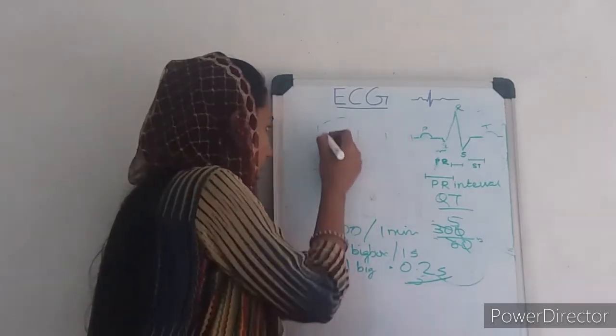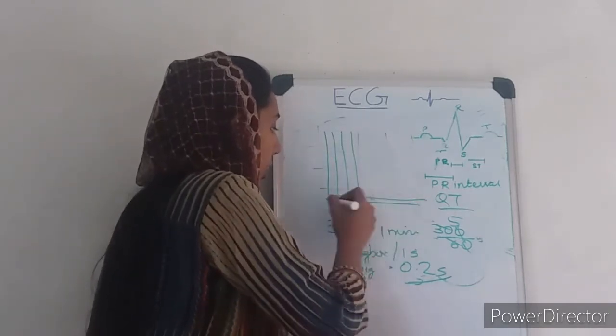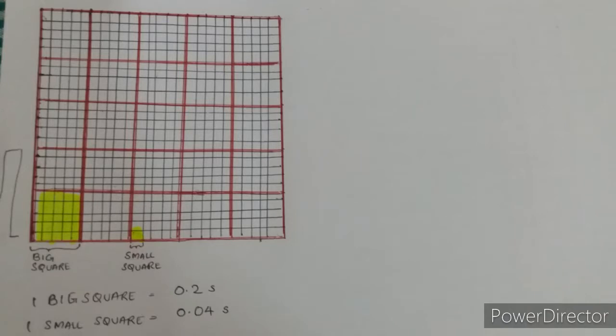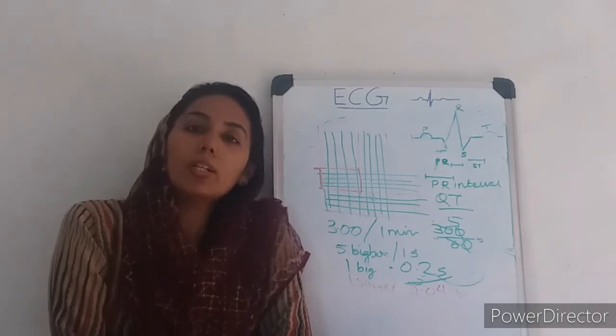Once you see the big box properly, we can see there are lots of vertical lines like this dividing a big box. So there are 5 small boxes on the lower side. One small box is covered in 0.2 divided by 5, that is 0.04 second. So for all practical purposes from now on, we should remember that one big box is equivalent to 0.2 second, and one very small box out here is equivalent to 0.04 second. This is very important when you have to calculate the duration of the PR interval or the QT interval, etc.